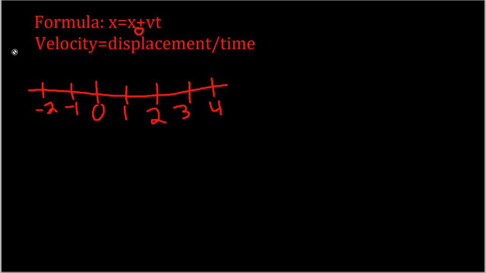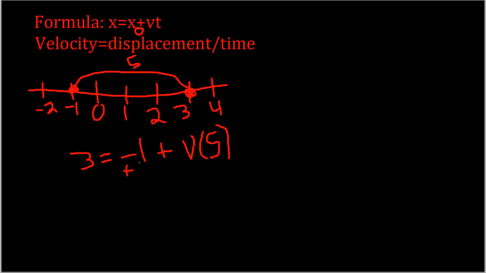So if we start at -1 and we move to 3 in 5 seconds, then what will our velocity be? And we can use this formula to figure out the velocity. So we have x, which our final position is 3, equals -1, because that's our original position, plus v times 5.